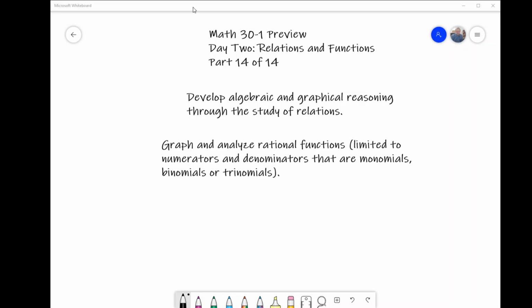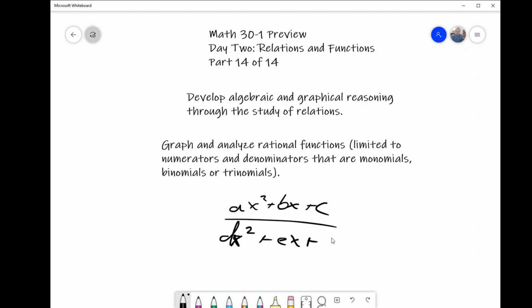So in our final topic for our Math 30-1 preview, when we get to relations and functions in Math 30-1, we're going to be graphing and analyzing rational functions limited to numerators and denominators that are monomials, binomials, or trinomials. So we're going to get up to that ax squared plus bx plus c all over, say, dx squared plus ex plus f kind of function.